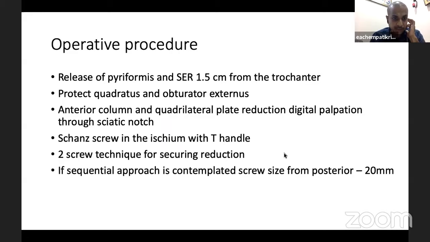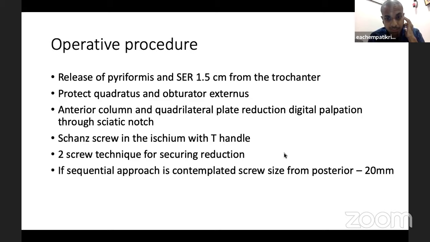The insertion of a Schanz screw into the ischium with an attached T-handle will help us derotate the fragment from the posterior approach. And whenever there is a combined transverse with posterior wall, the transverse part is addressed first and the wall is fixed next. We can use a two-screw technique with a Farabeuf clamp for secure reduction. And if sequential approach is contemplated, that is, if we do the posterior first to fix the wall and the transverse part of the fracture, and you want to fix the anterior column because of some reason you're not able to reduce it perfectly from the back, the screw size must be 20 millimeters or lesser from the posterior. If we put two long screws, then it will engage and malfix the anterior column in a malrotated position.